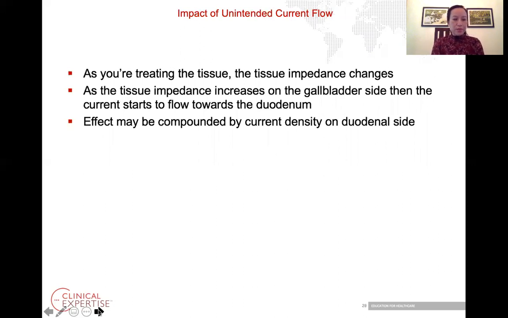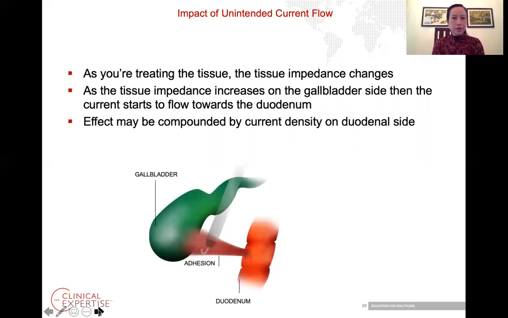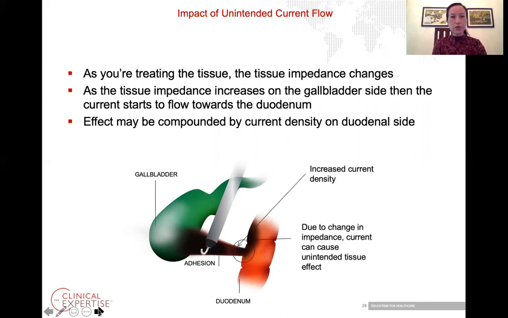Let's look at how these principles manifest themselves in surgery. In this example, the surgeon is mobilizing the gallbladder from the duodenum with a monopolar hook. But something very interesting happens as the tissue desiccates and resistance or impedance increases. When the surgeon applies the energy initially, the tissue effect is localized on the gallbladder side of the adhesion. When the surgeon reactivates energy where the tissue has been desiccated already, the current begins to seek the path of least resistance. This is on the duodenal side, potentially resulting in duodenal injury.